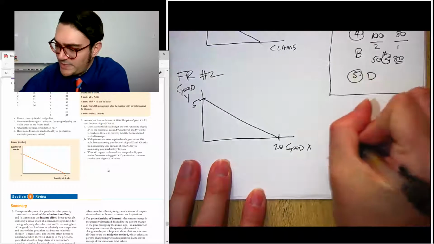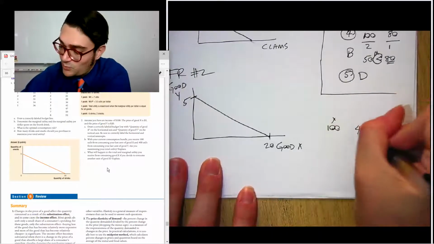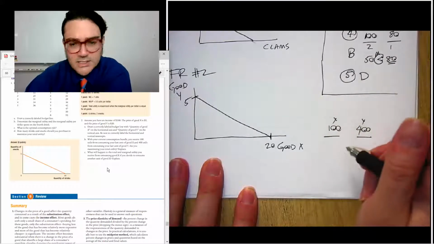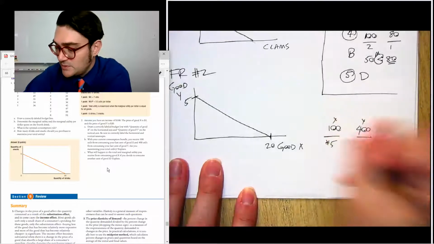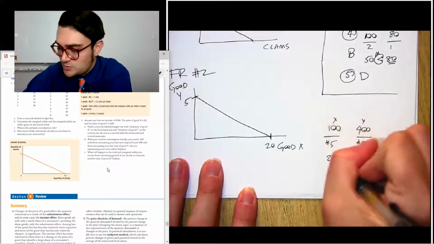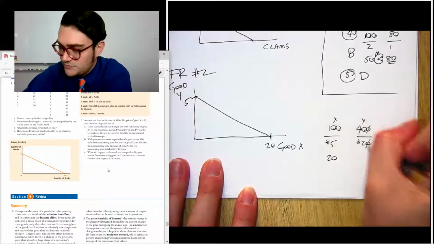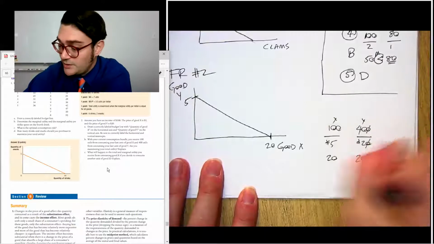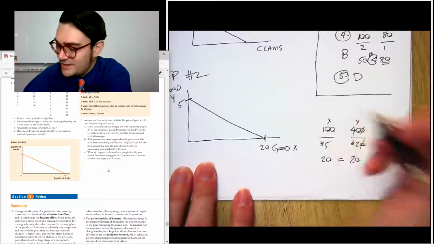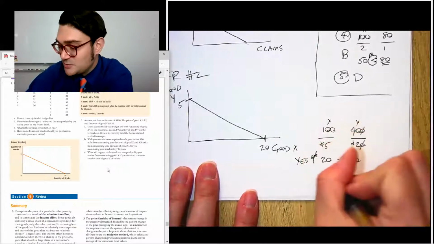So 100 from X. Basically, this is the same problem as before. And 400 from Y. How much does X cost? X costs $5 and Y costs $20. So that's 20, and we want these to be equal, and 20 goes into 400 20 times. Oh, they are equal. Look at that. You are all good. And you could say yes, because 20 equals 20. That's your explanation.